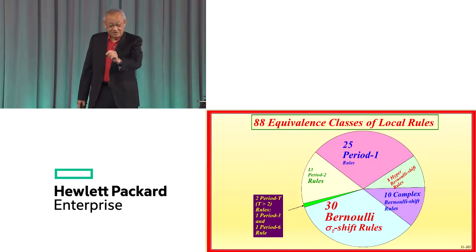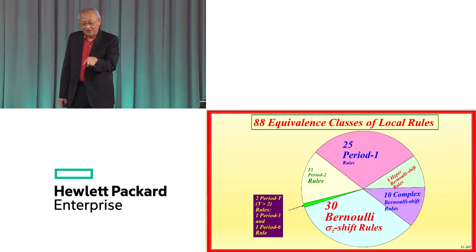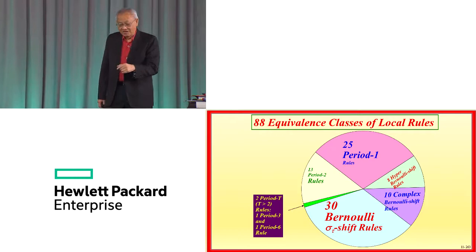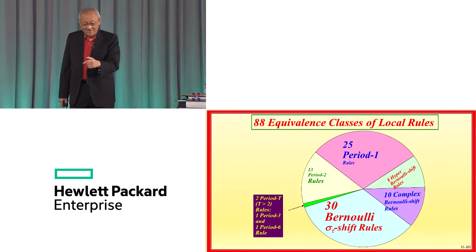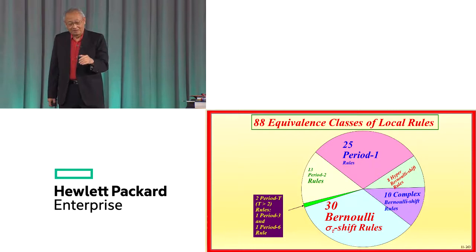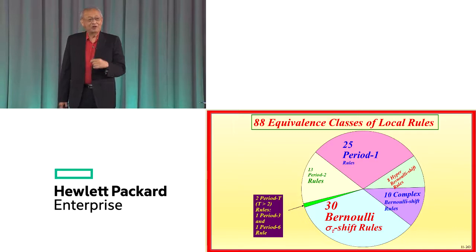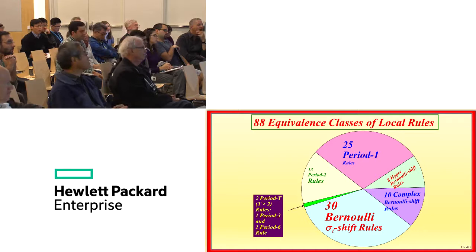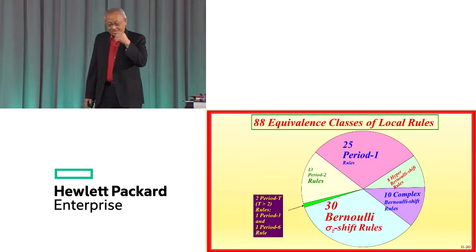And then there is a rule, there are 30 of them. In fact, the biggest pie is 30. It's called the Bernoulli sigma-tau shift rules that I'm going to cover later on today. This is fundamental, okay? And the good news is, it is so neat and so simple, and yet it's fundamental. And they're the biggest chunk. You will love it. It's called a Bernoulli rule. How many of you have heard the Bernoulli name before? Great. It's interesting. I'm going to tell you about the family of Bernoulli. Okay? It's an interesting family.